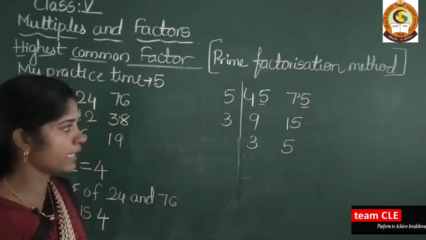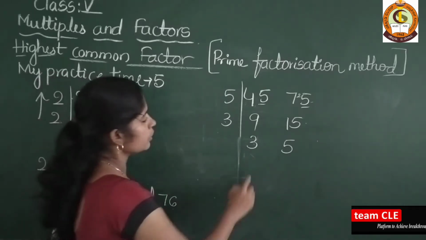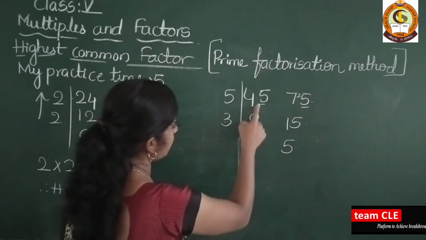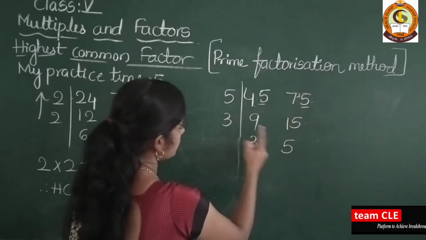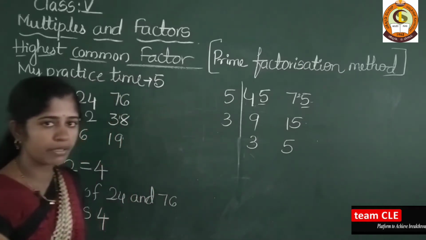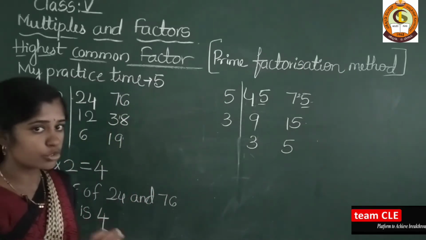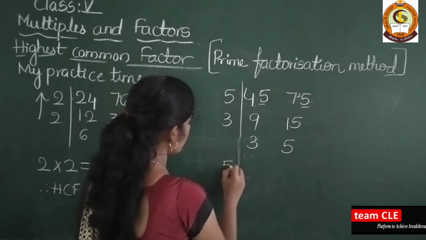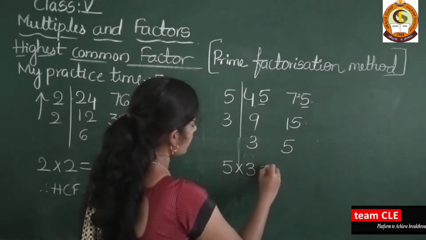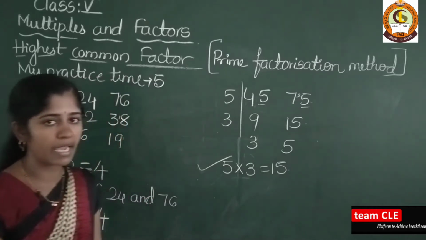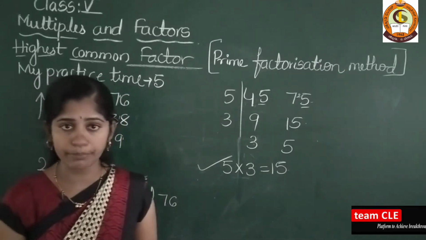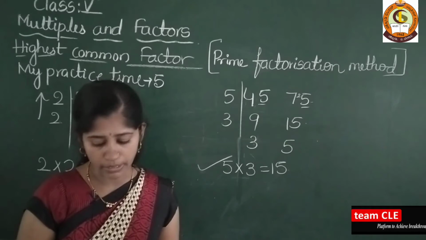Yes, 9 and 15 are again in the same table. So take 9 and 15 and divide by 3: 3 threes are 9, 3 fives are 15. So 3 and 5 are not in the same table. Stop here only. Next you take 5 into 3, which is 15. So the HCF of 45 and 75 is 15. I hope you are getting my point.